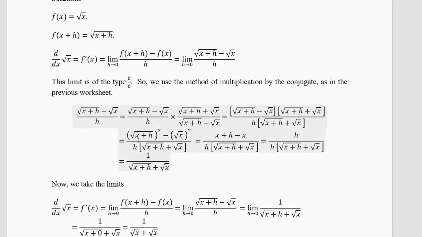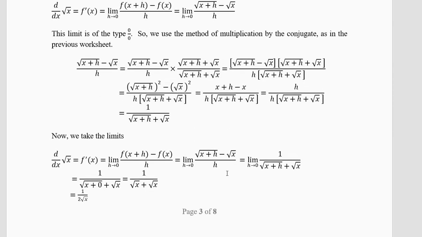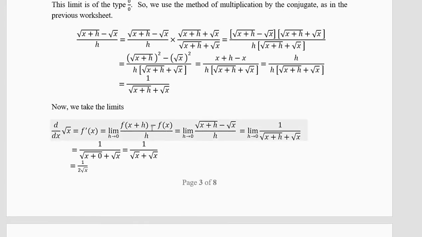After all your multiplication and simplification, you will get 1 divided by under root x plus h plus root x. Now take the limit. See, we are not changing the value. We are writing this quantity as this. We have seen this in the last chapter.